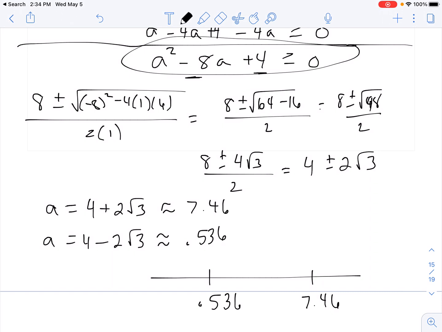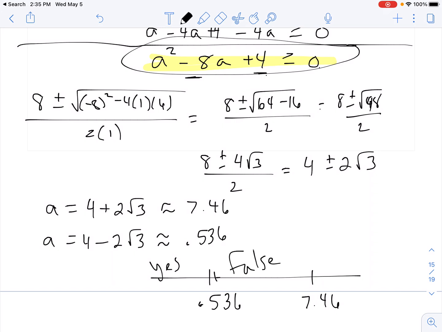So say I plug in a number less than 0.536. If I plug in 0 here, is 4 greater than 0? Do I get a true statement? Yes. How about I plug in a number in between these, like 1? Well, 1 squared minus 8 times 1 is negative 7. Negative 7 plus 4 is negative 3, and negative 3 is not greater than 0. So this is false. This is not true.